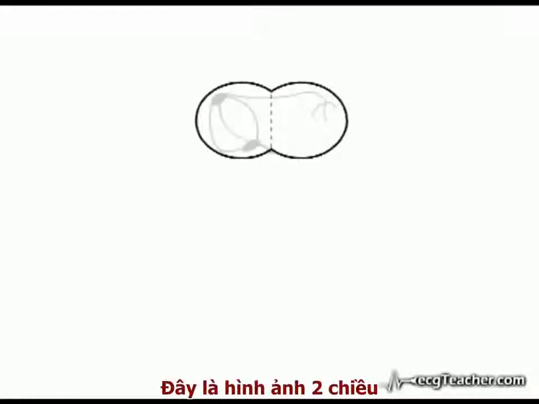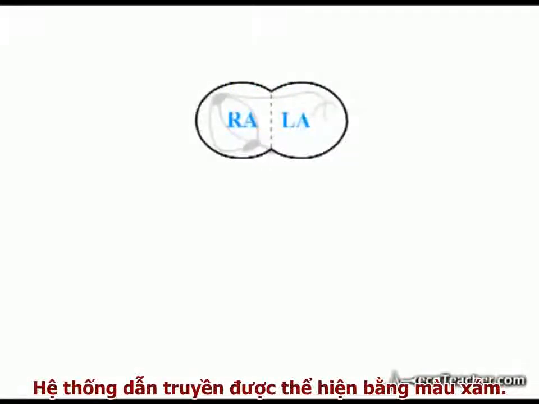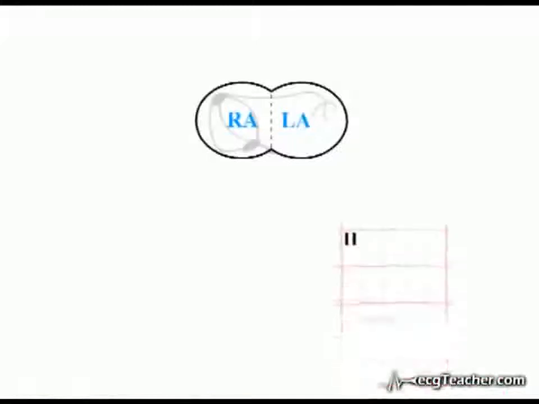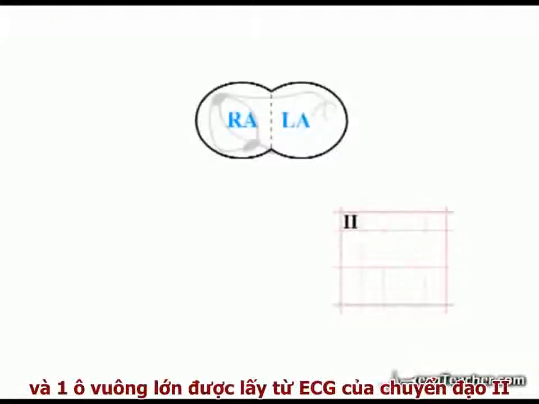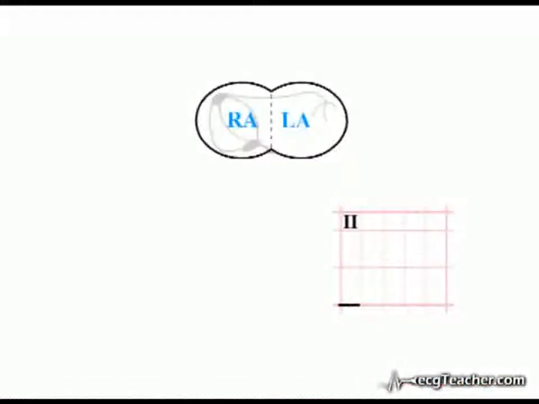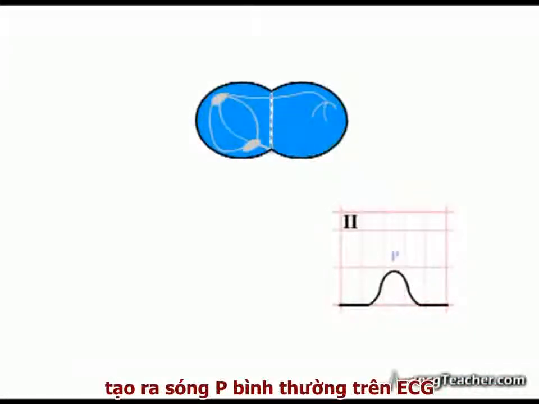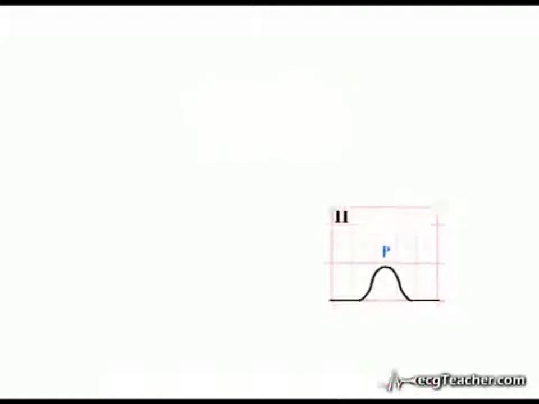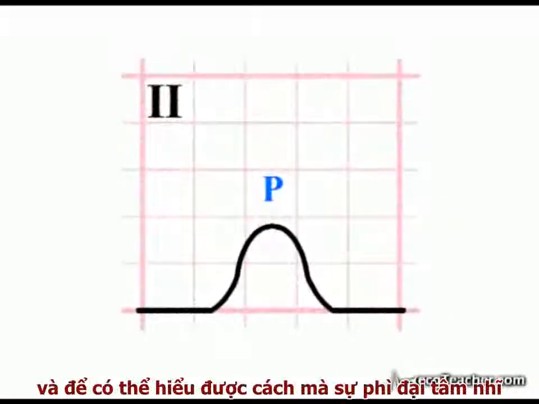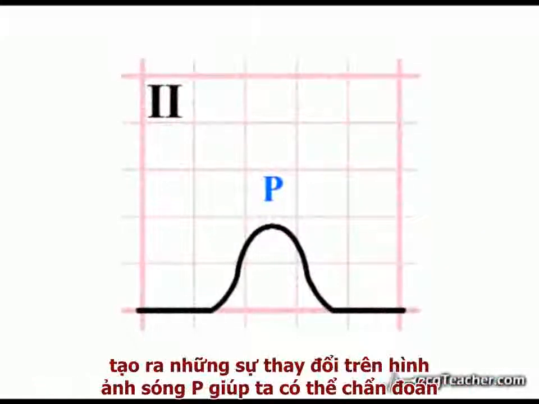This is a two-dimensional schematic showing the normal right and left atria, the cardiac conducting system outlined in grey, and a single large square taken from the ECG readout of lead 2. We will use this schematic to study the manner in which atrial depolarization produces the normal P wave on the ECG, and to understand how enlargement of the atrial chambers produces diagnostic changes in P wave morphology.